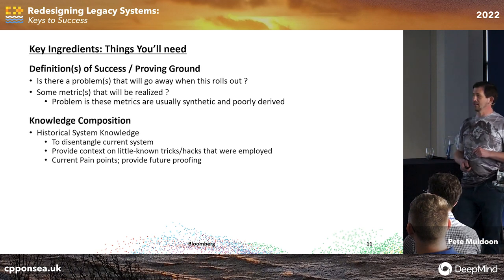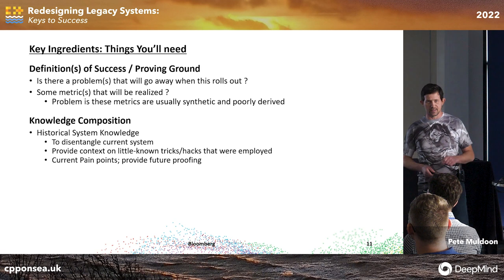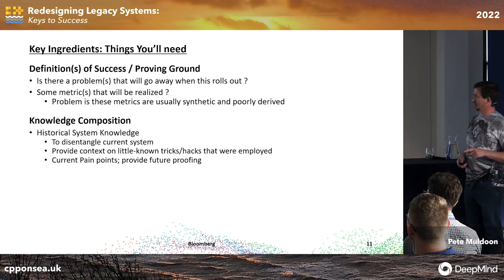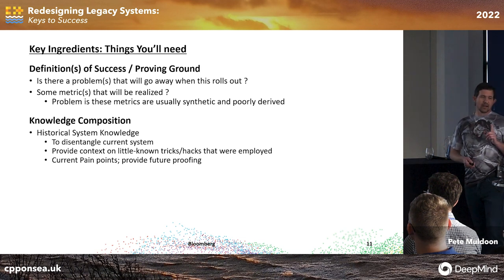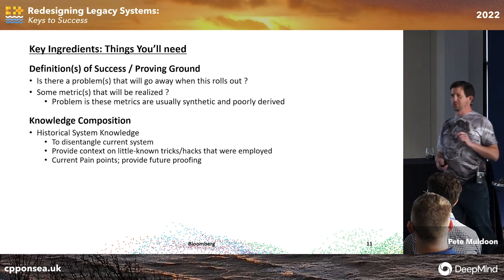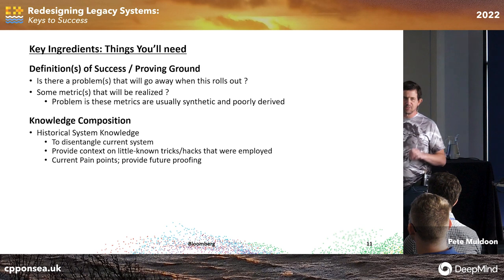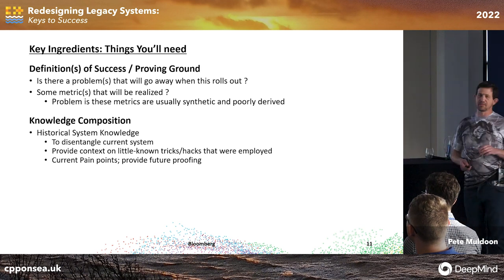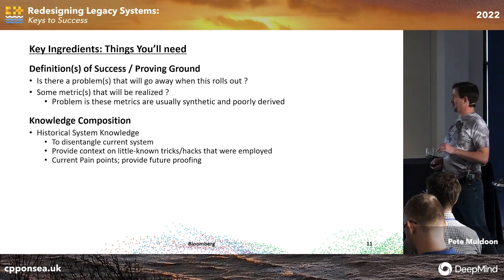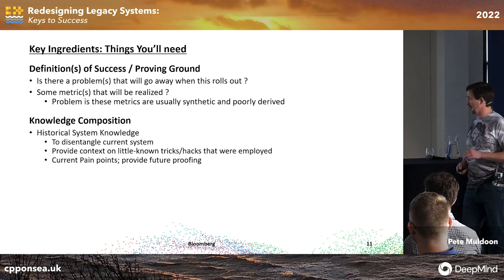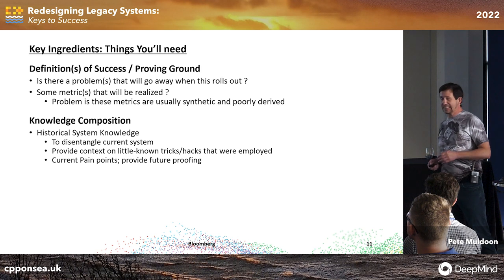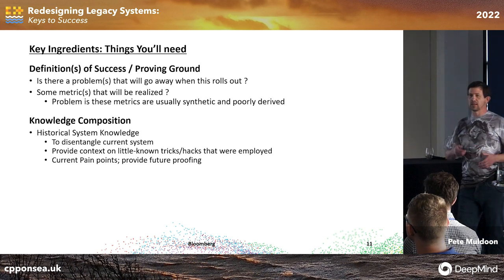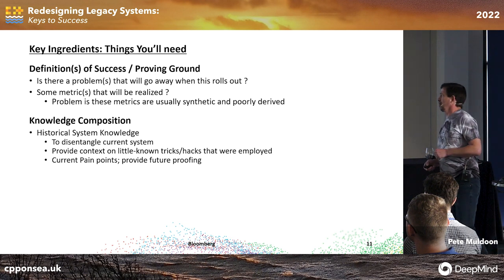The next thing you need is some historical system knowledge. As I think it was a Spanish philosopher, George Santayana, said, those who don't study history are bound to repeat it, right? And I think that's true. So when you have a legacy system, you have to know something about it. And that's so you can disentangle the current system. It's probably grown organically over a large number of years of being fixed.